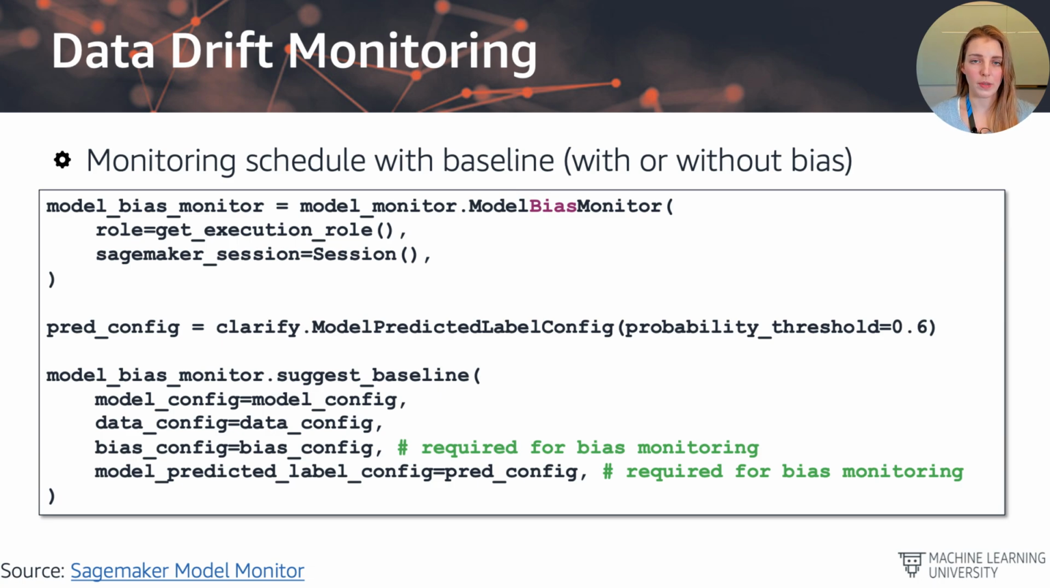And then we get the baseline calculation at the bottom where we provide all of the different inputs. So basically we're telling Model Monitor, what did the model look like? What does the data look like? What are the bias sensitive attributes that we want to consider? And also, do we have any particular thresholds or configuration for how we're generating predictions?